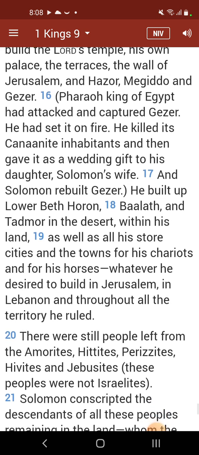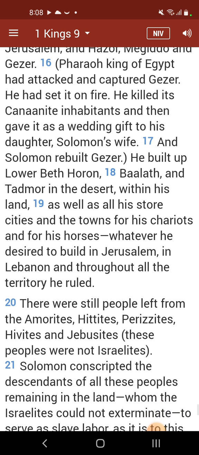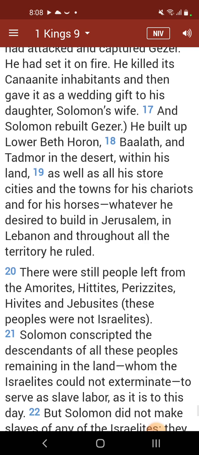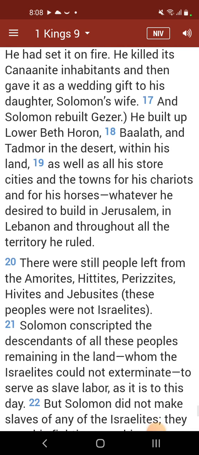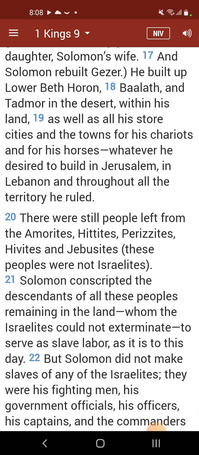And Solomon rebuilt Gezer. He built up Lower Beth-horon, Baalath, and Tadmor in the desert within his land, as well as all his store cities and the towns for his chariots and for his horses, whatever he desired to build in Jerusalem, in Lebanon, and throughout all the territory he ruled.